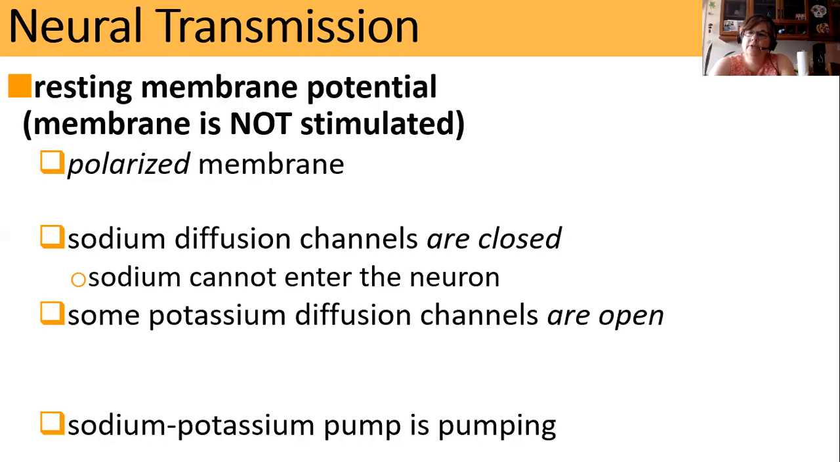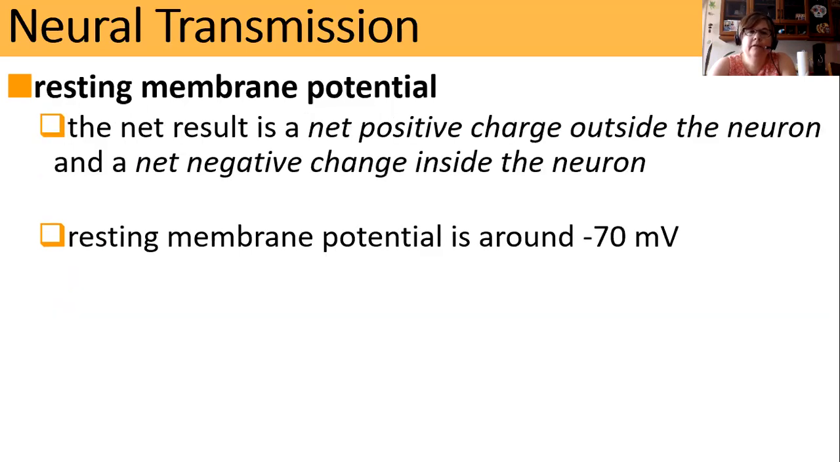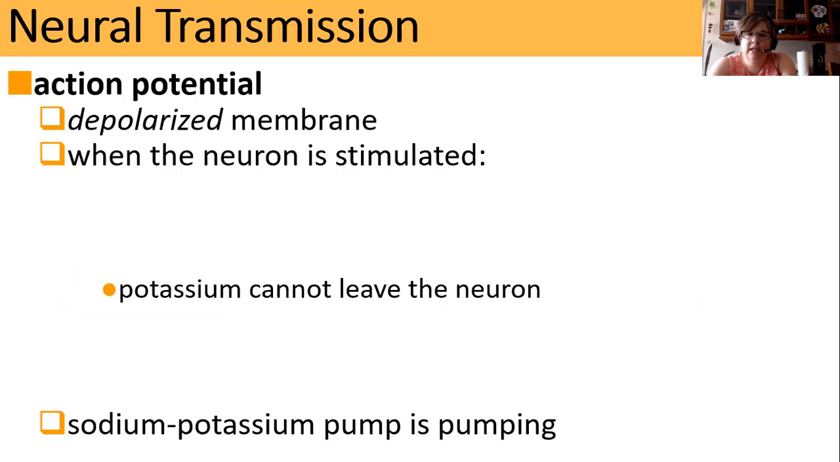Some potassium channels are open, not all of them, but some of them. So potassium's busy being pumped into the cell, and then some of the potassium's diffusing out, okay? So because sodium's being pumped out, can't get in, and potassium's diffusing out, some of it's diffusing out, we get more positive sitting on the outside than we have on the inside. Not forgetting that the pump is always, always pumping, okay? So that's our resting membrane potential.